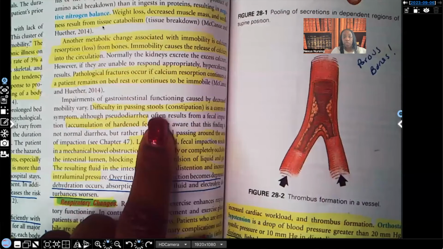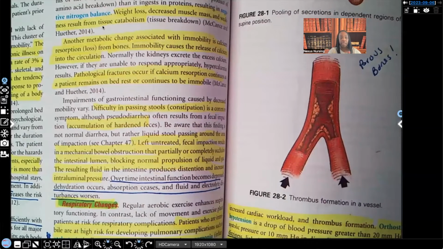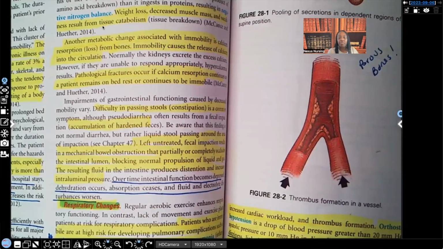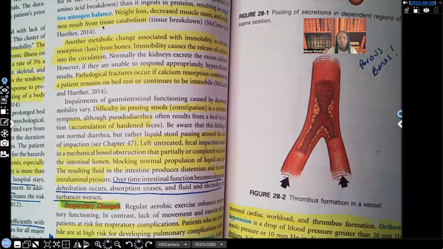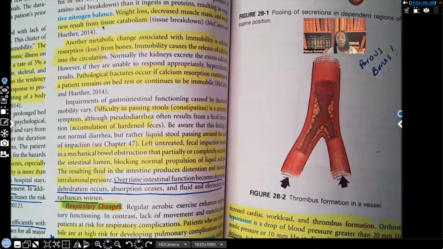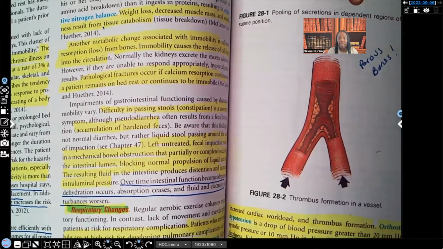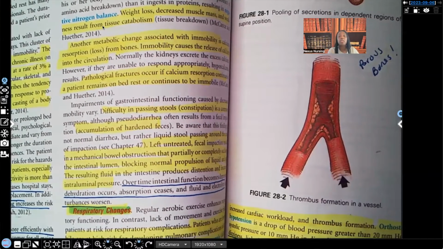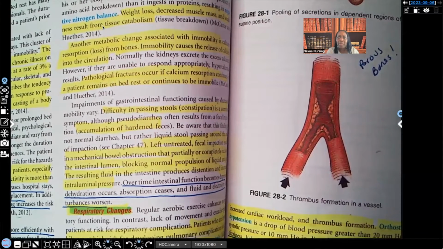Difficulty passing stools. Constipation is a common symptom. Let's stop right there. Think about it. The patient is not moving. Everything is slowing down. Remember, all the way up there when we were talking about metabolism, we knew that the metabolic rate decreased. Everything slows down, even peristalsis.